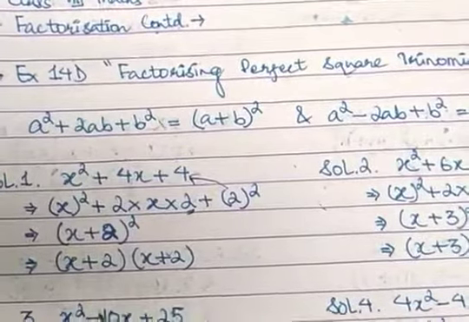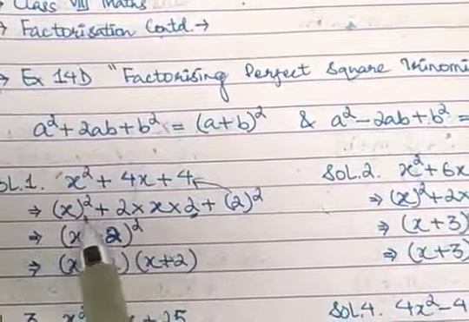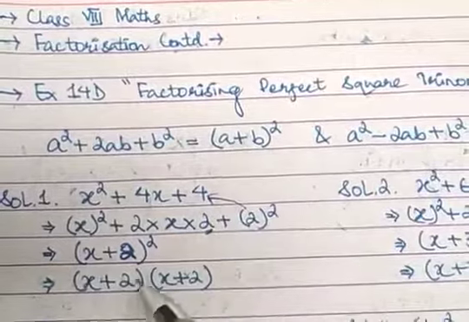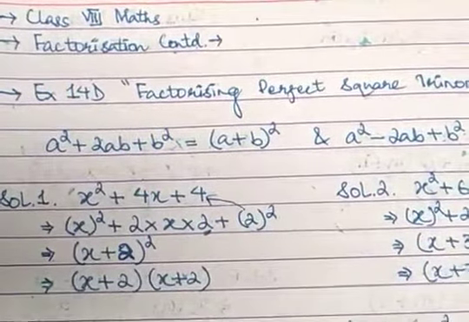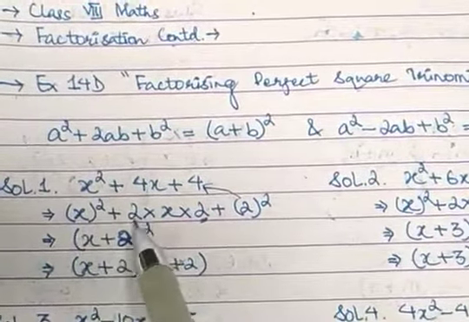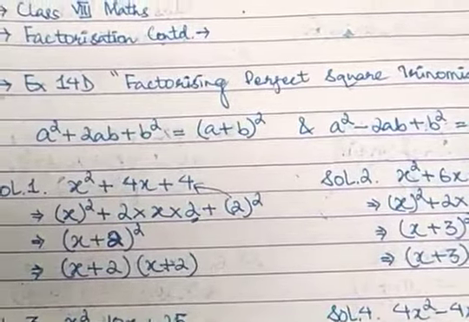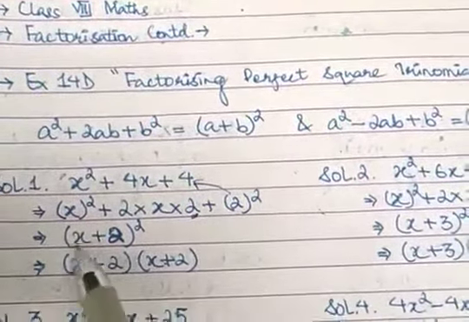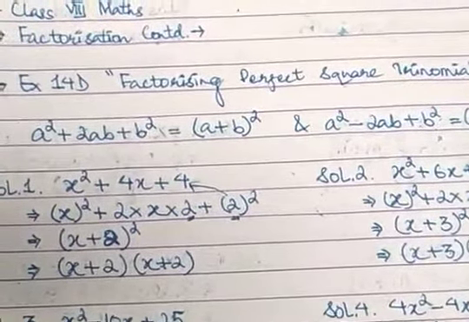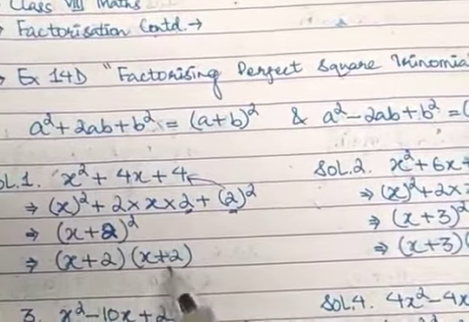Understood? So this kind of sum, if you simply know the values of a and b, and simply show it in this form, it will directly give you the expansion of a plus b whole square or a minus b whole square. Now this one is in the form of a square plus 2ab plus b square, isn't it? Now we can simply write it as a plus b whole square, so it is x plus 2 whole square, because the value of b is 2. So x plus 2 whole square can be written as x plus 2 into x plus 2.